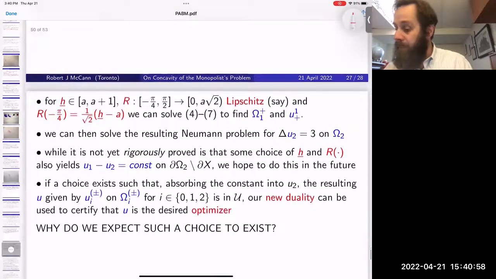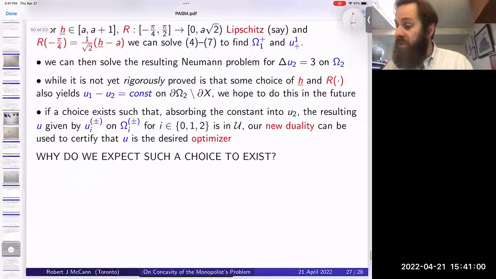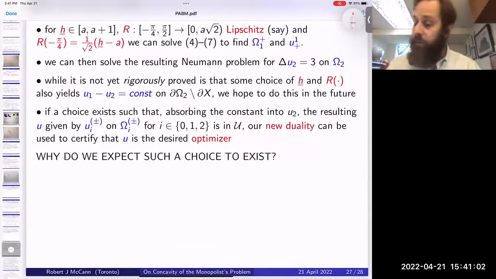And we assume that such a choice exists, so we don't have a rigorous proof for that. But if you assume that such a choice exists, then you plug the whole solution, the ODE that I just showed you, and the two ODEs and the PDE and the boundary conditions into our duality principle, and then you find that such a choice optimizes.